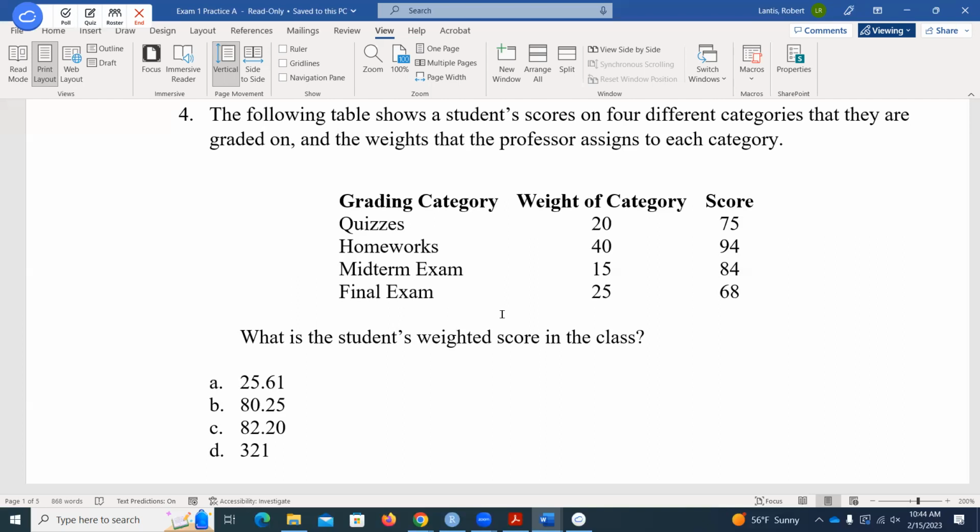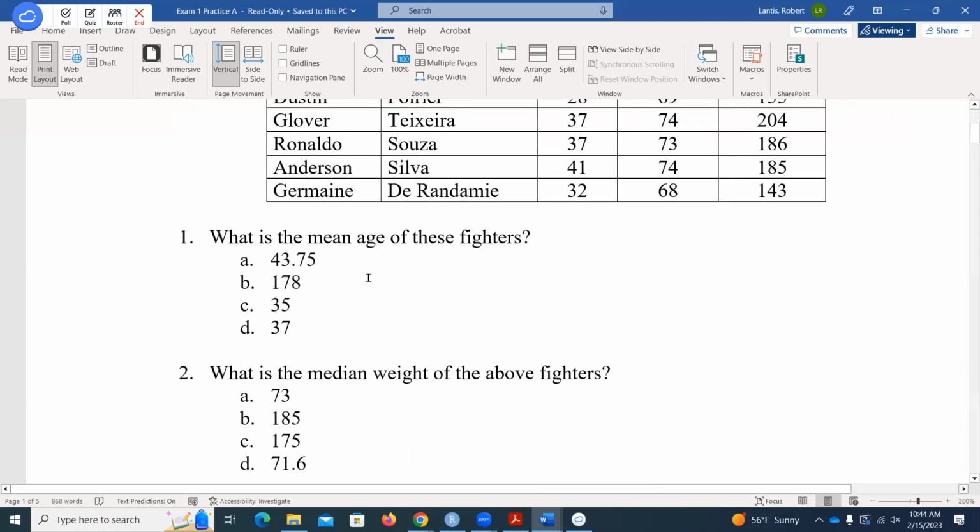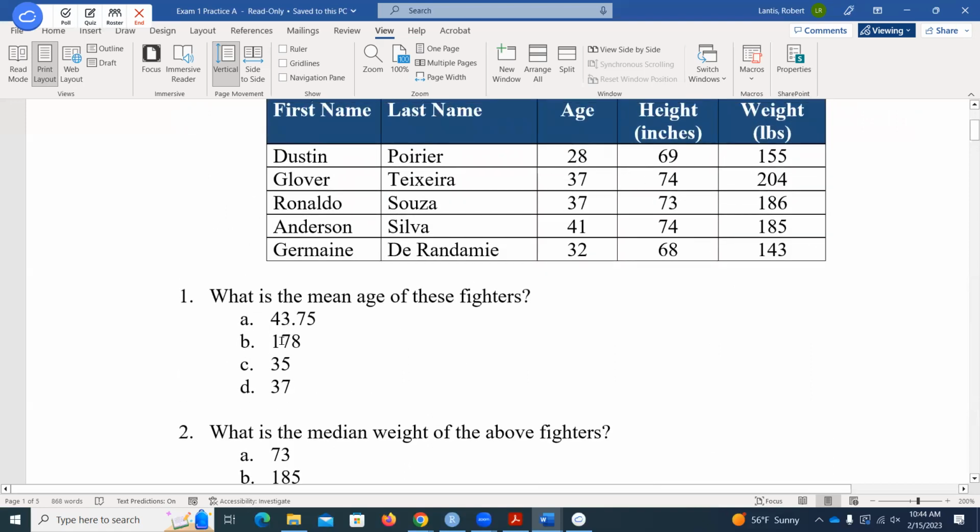So make sure that you don't get too lost in those formulas. Take a step back and think about what you're looking for. Same kind of thing would apply up here. If I'm looking for the mean age of fighters, and I've got 178 here, that doesn't make any sense, right? My ages here are going to be somewhere between 28 and 41, my minimum and my maximum value. So right away, this one I can rule out. I've got it down to 3 options now, just increasing that chance that I get it correct.